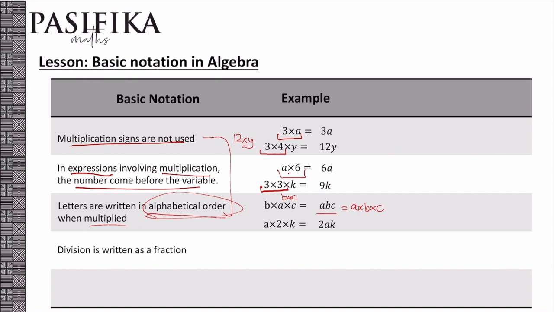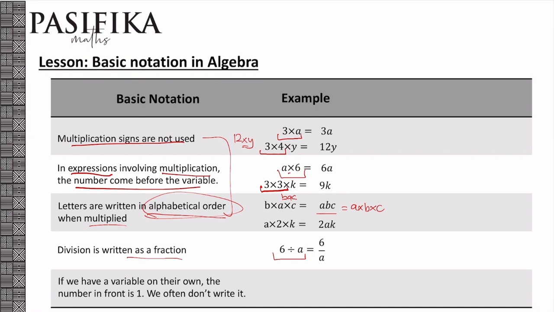Now, when we're looking at division, we can write that as a fraction. So we're all familiar with 6 divided by a written like this. But in algebra, we can also write it like that. 6 divided by a, or 6 over a, is something that you would have heard as well.